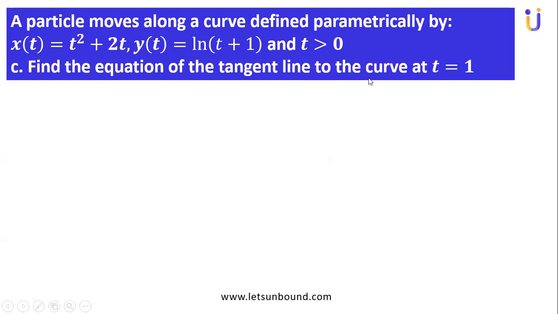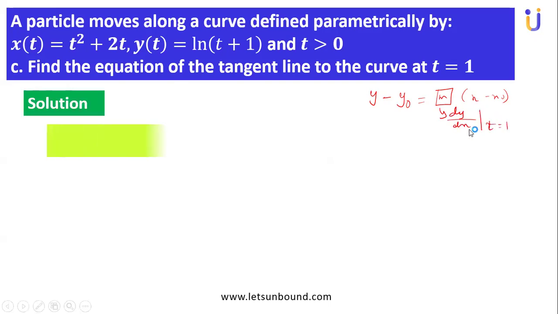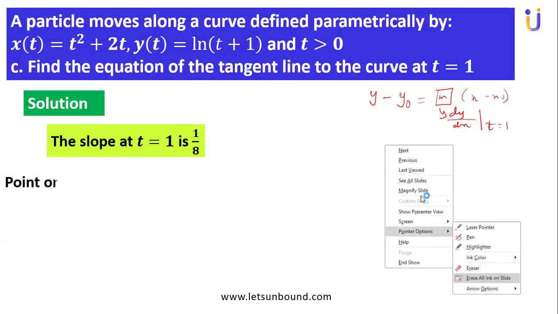Find the equation of the tangent line to the curve at t equal to 1. Tangent line: y minus y naught is the slope m into x minus x naught. Same concept. And in this case, m is dy by dx at t equal to 1. This we have already calculated, right? So the slope we already know at t equal to 1 is 1 by 8. So it is the same tangent line we are working on, so that work is easier for us.